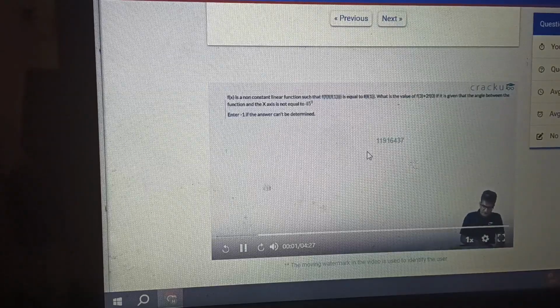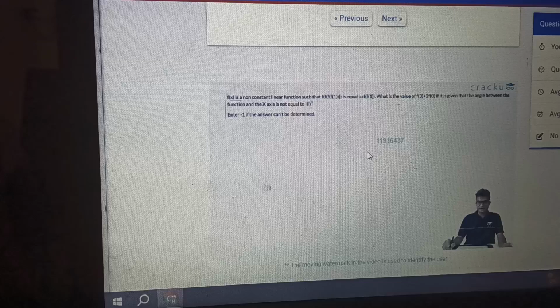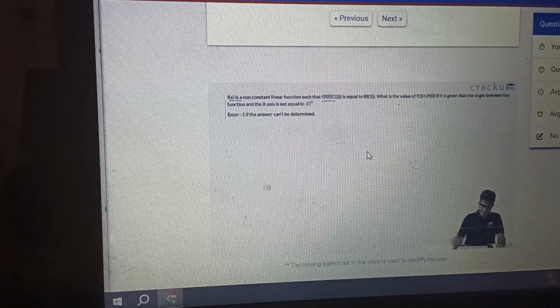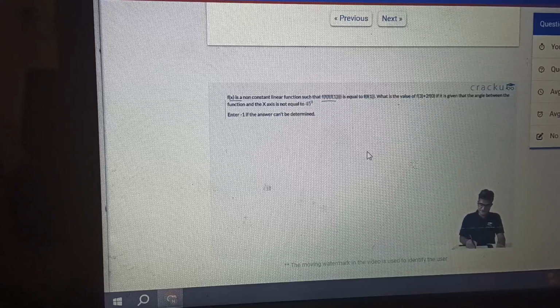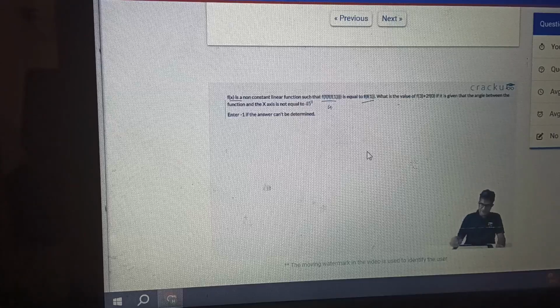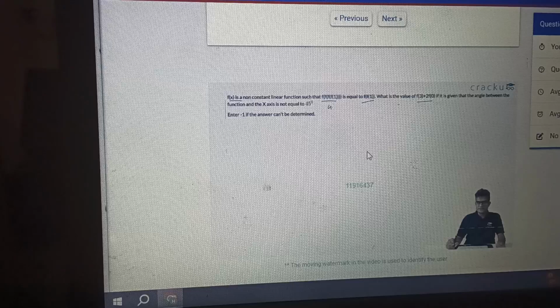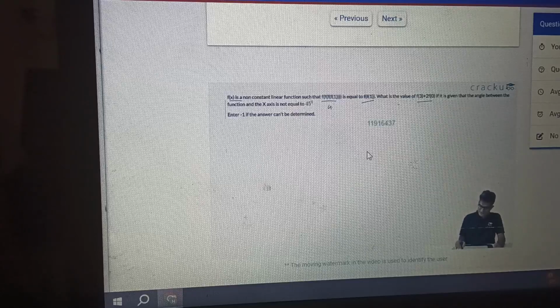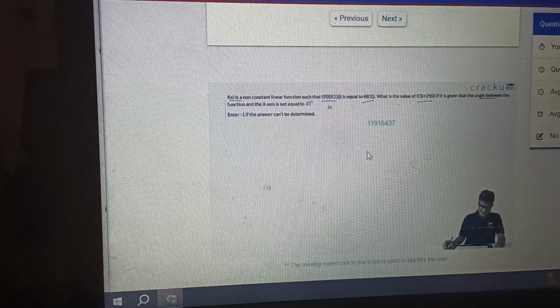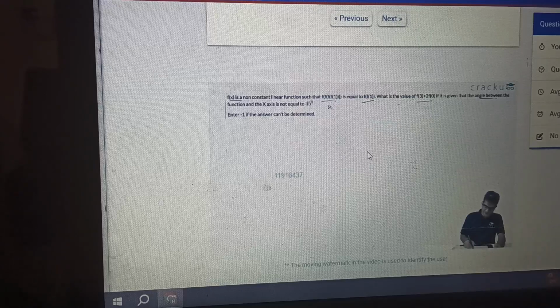In this question we are told that f of x is a non-constant linear function such that f(f(f(1))), that is f applied 4 times to 1, is equal to f(1). We are asked to find the value of f of 3 plus 2 times f of 0, if it is given that the angle between the function and the x-axis is not 45 degrees.